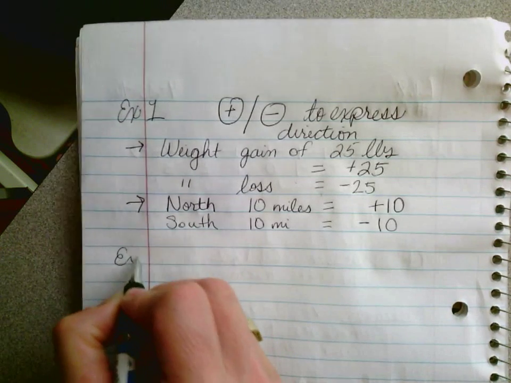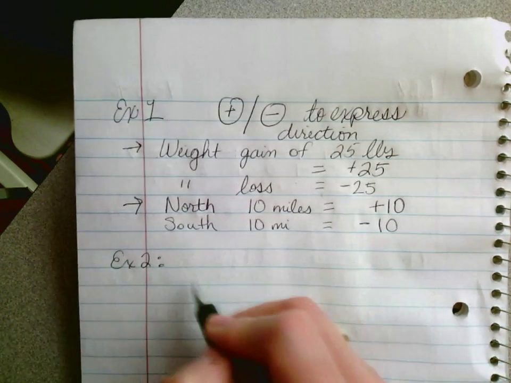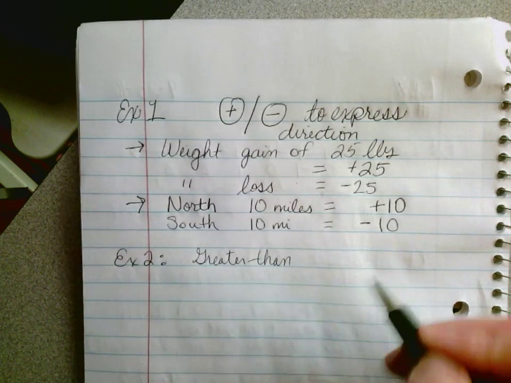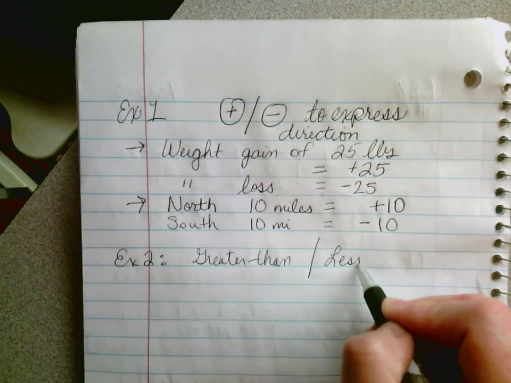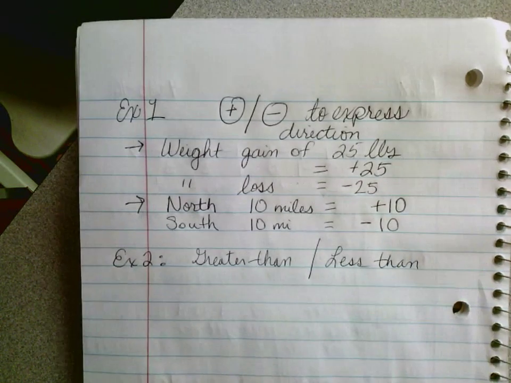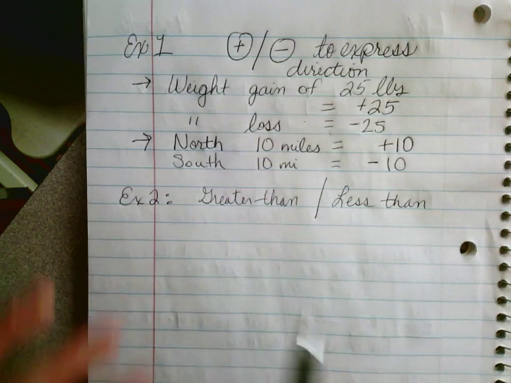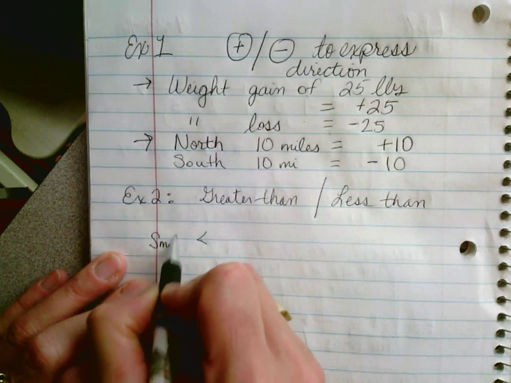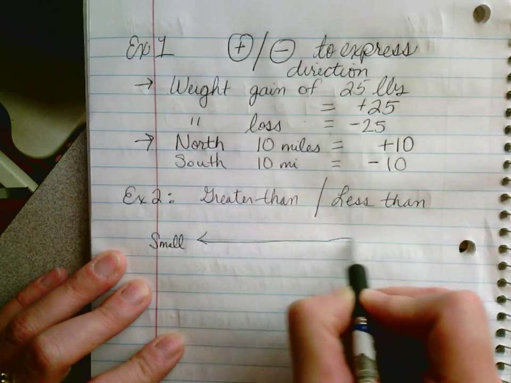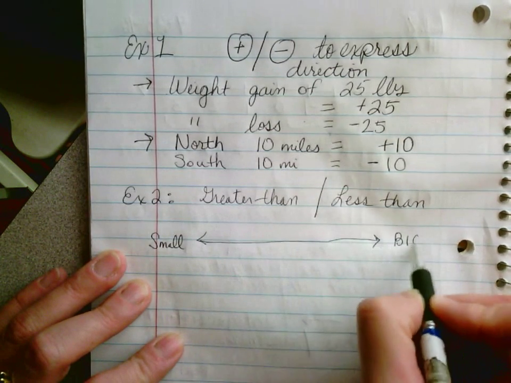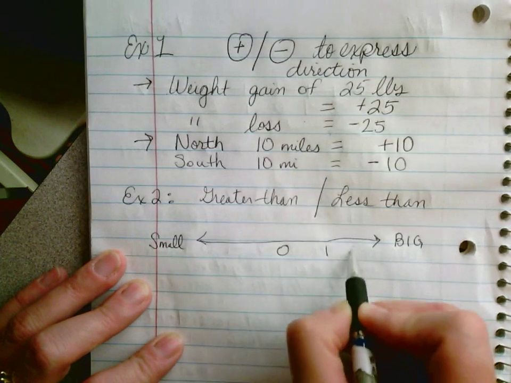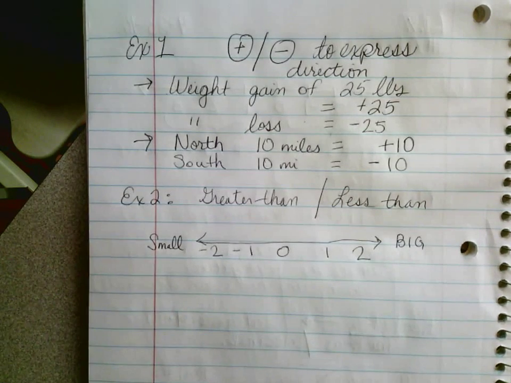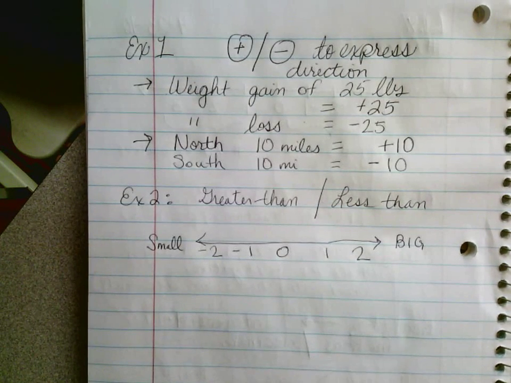Last thing, example 2. Using greater than or less than to describe values. Since you can graph something on a number line, it's really easy to see that things to the left are small in comparison to things on the right, which are big. 0, 1, 2, -1, -2. Now I'm being real simple with this graph on purpose.